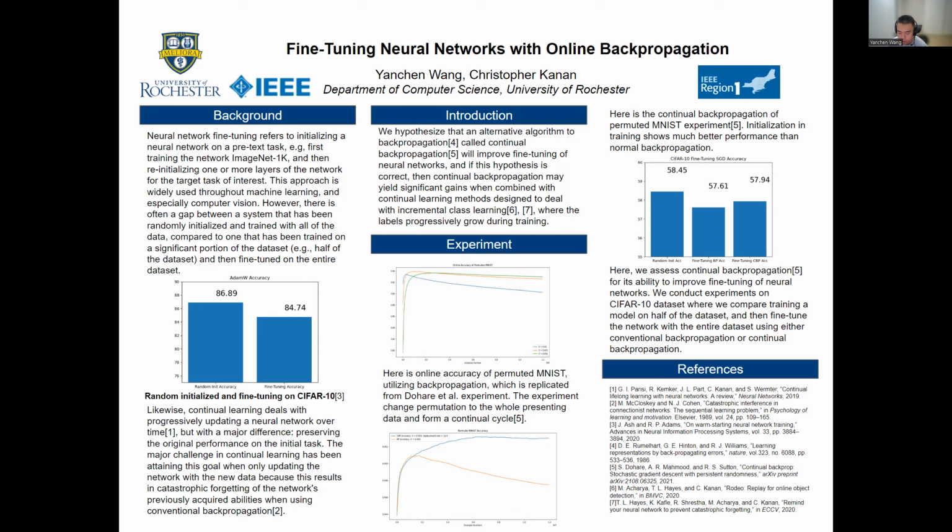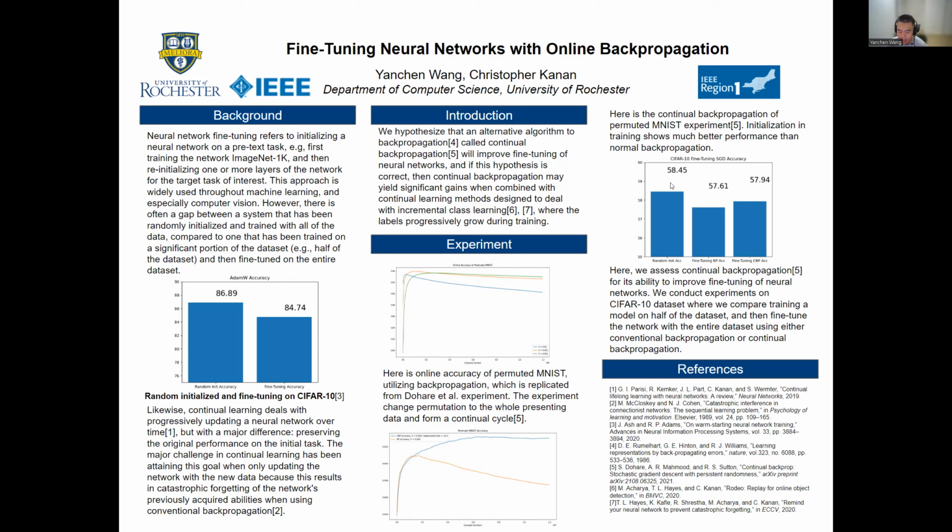Here, the picture shows that the online accuracy significantly decreases when the network receives more novel inputs. Then, in this picture, we did a comparison between conventional backprop and continual backprop on permuted MNIST, where continual backprop shows a much better performance.